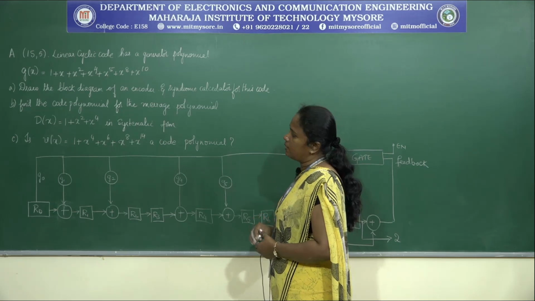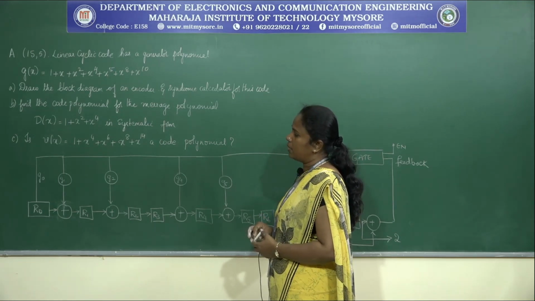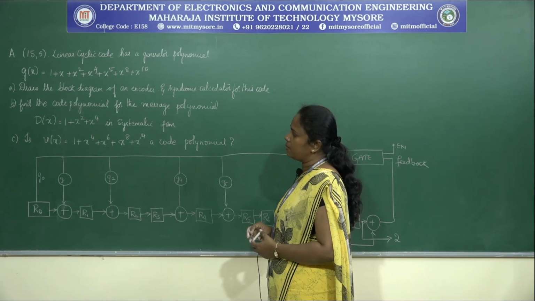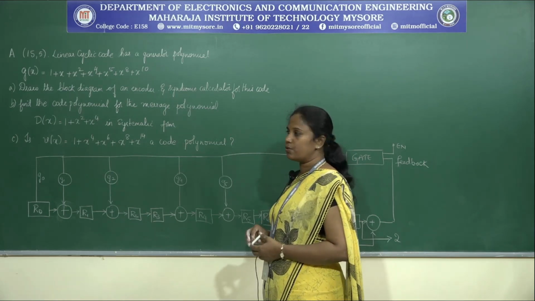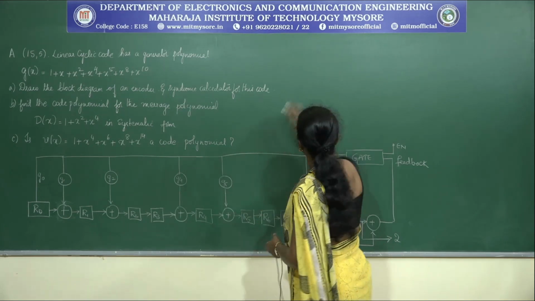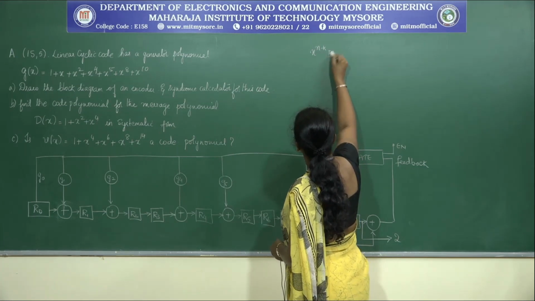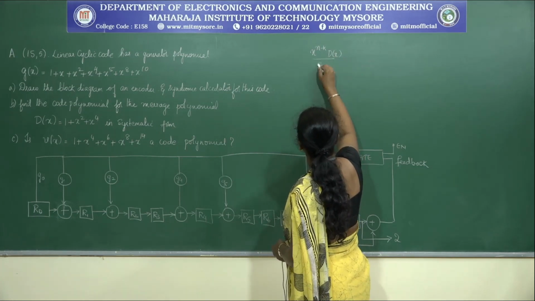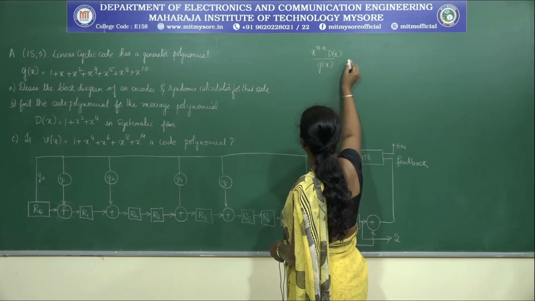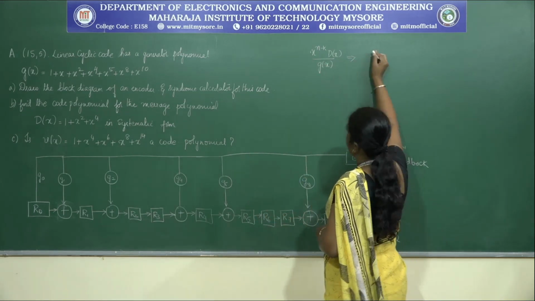Here they have asked, when d of x is given, you need to represent it in the systematic form. So how are you going to find it in the systematic form? You know the formula: x power n minus k into d of x divided by g of x. If you do this you will get your code polynomial, that is v of x.